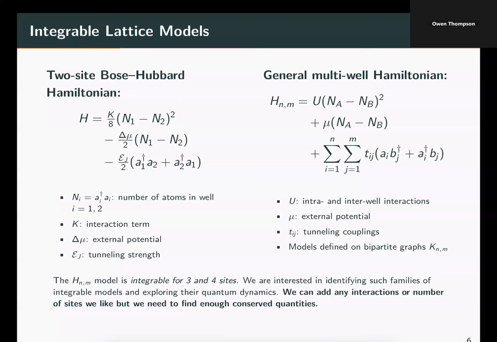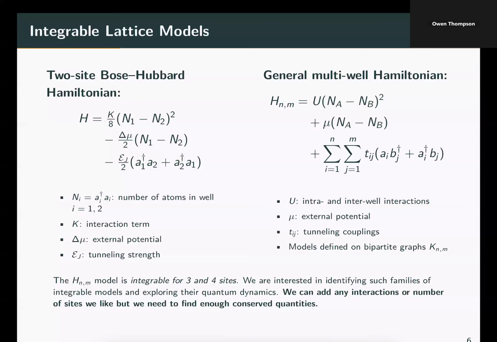And these types of models turn out to be integrable for 3 or 4 sites. So we can extend these beyond just 2. And we're interested in whether we can find any other families like this, and what sort of dynamics they host. But a good question is how you do that. Because you can add any interaction you want to the Hamiltonian, or you can add as many sites as you like. But the real problem is finding enough conserved quantities.